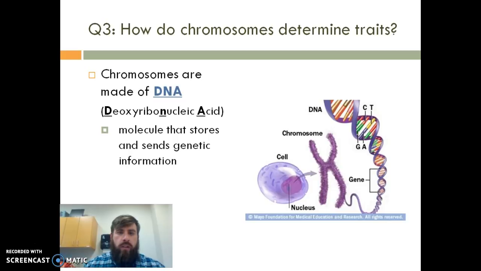All right, question 3, how do chromosomes determine traits? So chromosomes are made of DNA, deoxyribonucleic acid. So that is simply taking a look at this. We know that we have a chromosome. This fuzzy looking thing in the picture here is a chromosome. Making up this chromosome is a large molecule of DNA. So chromosomes are made of DNA, and this molecule stores and sends genetic information. So this is what stores the blueprints and makes you who you are.